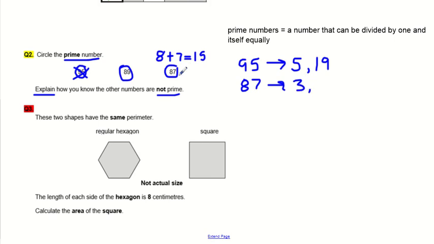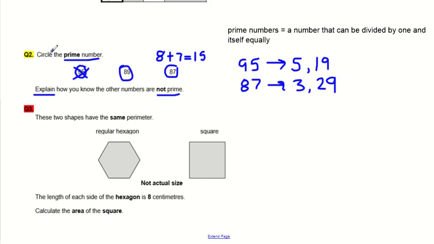Okay, by 4, no. 5, no. 6, no. It's not in the 7, it's not in the 8 times table or the 9 times table. Cannot be divided by 10, 11 or 12. However, it can be divided by 29 as well. Okay, most of you will have just found the first 2 divisors, which is fine. Some of you may have challenged yourself to find the others, which is also okay.